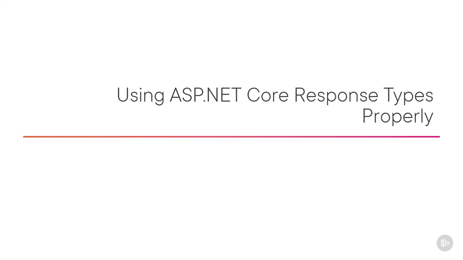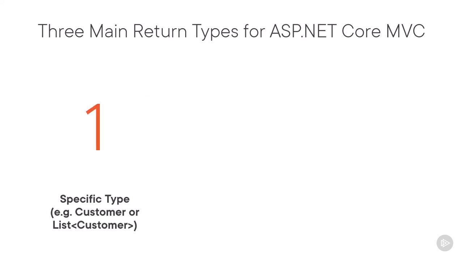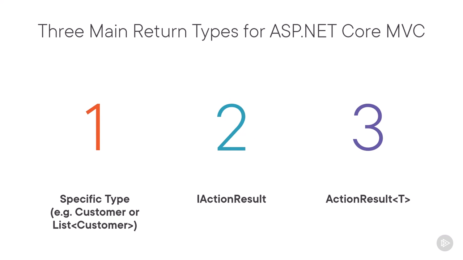ASP.NET Core has built-in types and helper methods to assist with returning different kinds of responses. In ASP.NET Core MVC, there are three main return types that action methods support. First, you can return a specific type, like a customer or a list of customers. Second, you can return an IActionResult interface. Or third, you can return an ActionResult of T generic type. And of course, in all these cases, you can return an async method that returns a task of this type.